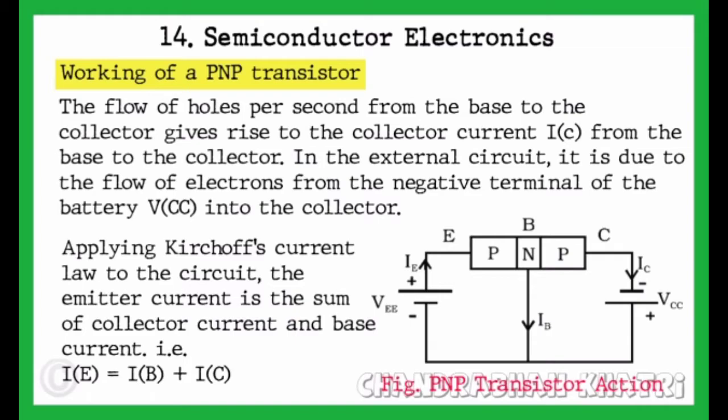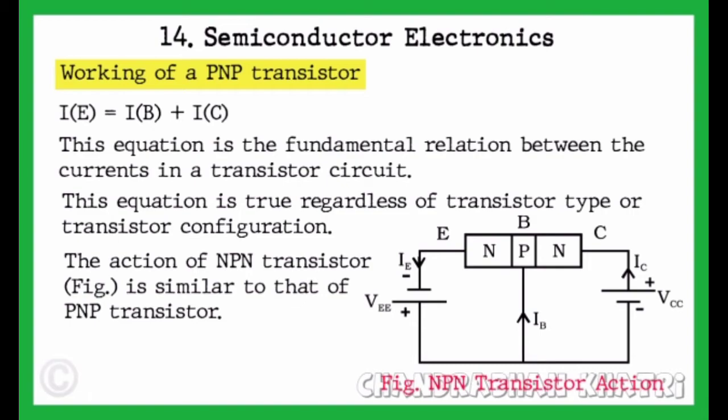Applying Kirchhoff's current law to the circuit, the emitter current is the sum of collector current and base current, that is, IE equals IB plus IC. This equation is the fundamental relation between the currents in a transistor circuit. This equation is true regardless of transistor type or transistor configuration. The action of an NPN transistor as shown in the figure is similar to that of a PNP transistor.